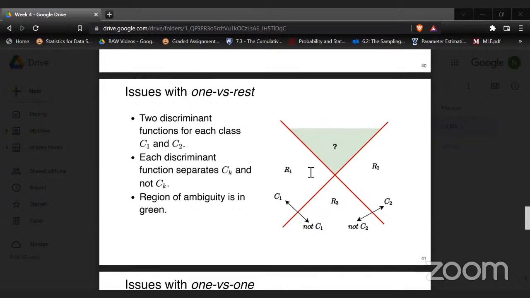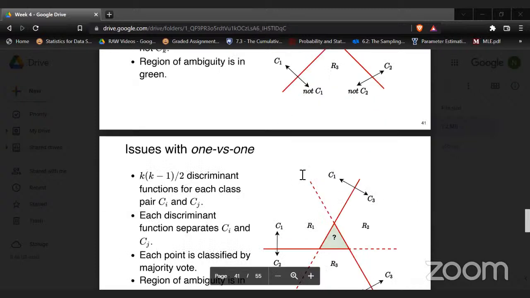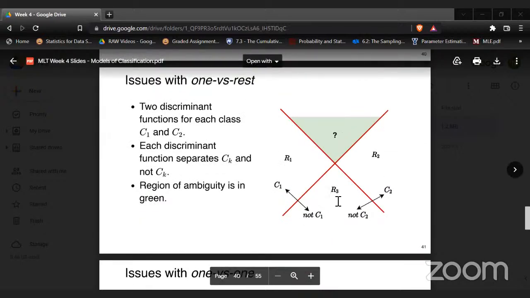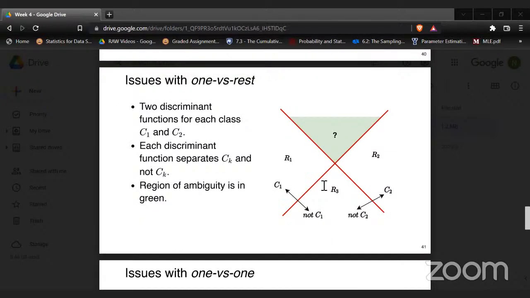Okay. R3 is not ambiguous because both are not C1 and C2, is it? We are saying R3 is not ambiguous because now look at the region R3. So this is not C1, not C2. So this region is going to be R3. So there is no ambiguity here.